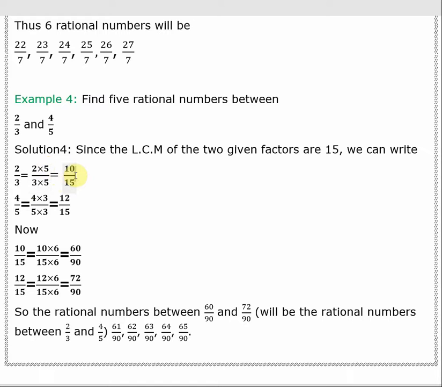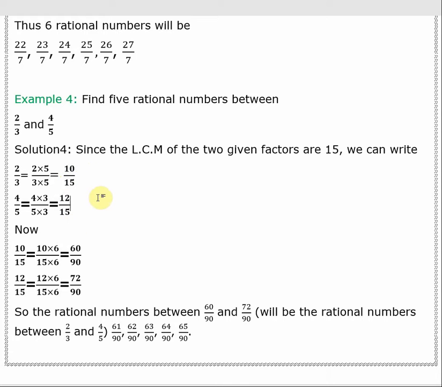So 2 by 3 becomes 10 by 15. Now here 4 by 5, to make 5 into 15, we have to multiply with 3. So we multiply the denominator with 3, and we multiply the numerator also with 3, that is 4 into 3. This makes 4 by 5 as 12 by 15. Hence the two fractions here, 2 by 3 and 4 by 5, are now expanded into 10 by 15 and 12 by 15. Now you can see easily that the denominators are now the same, 15 and 15.